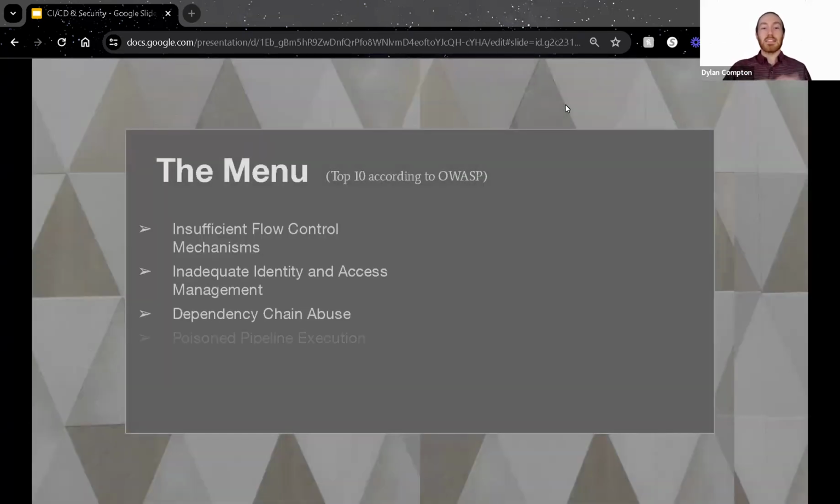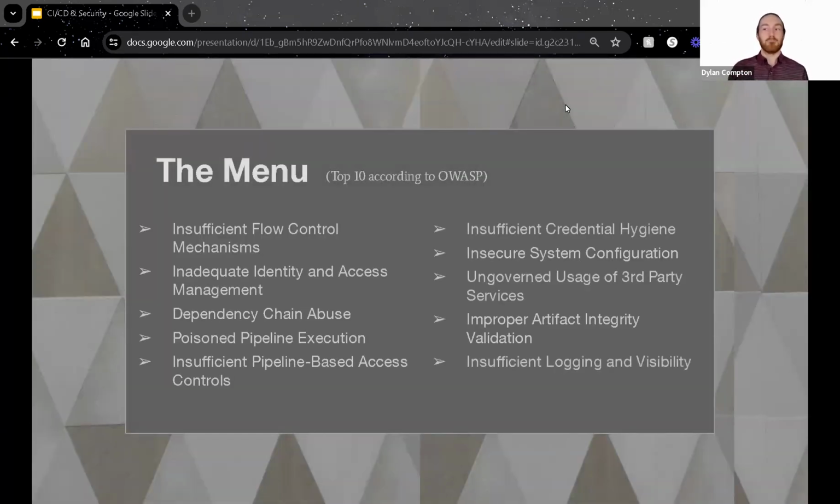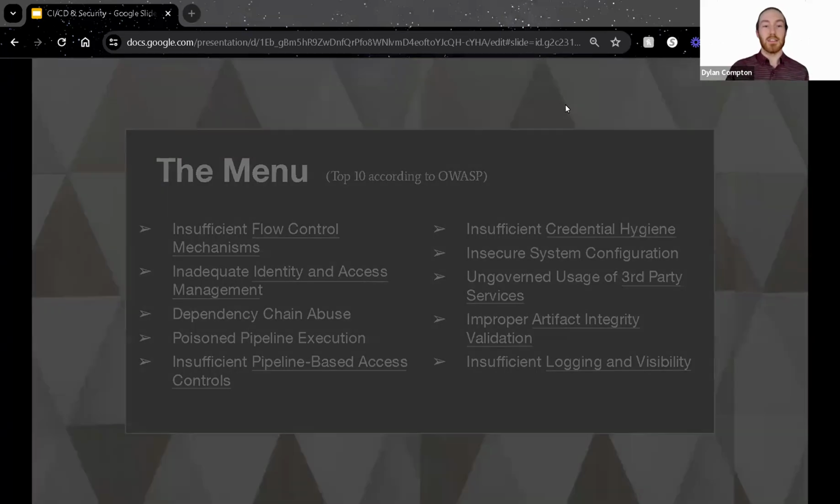Now, to get to these components, there exists a sort of menu of options hackers can choose from, a catalog of ways organizations may let their guard down. There may be insufficient detail in things like flow control mechanisms, identity and access management, pipeline-based access controls, and credential hygiene, or logging and visibility. Or there may be a lack of governance over things like third-party service usage or artifact integrity. These potential vulnerabilities are just the top of a long list.